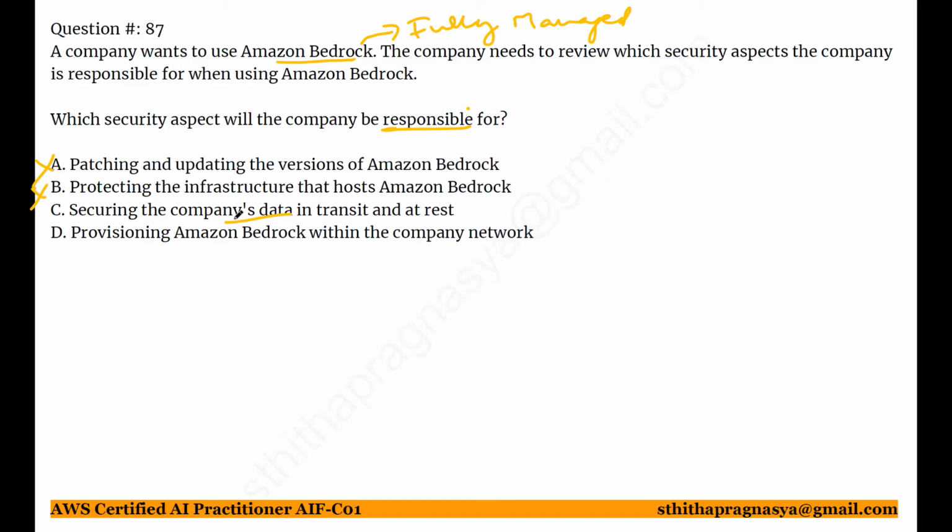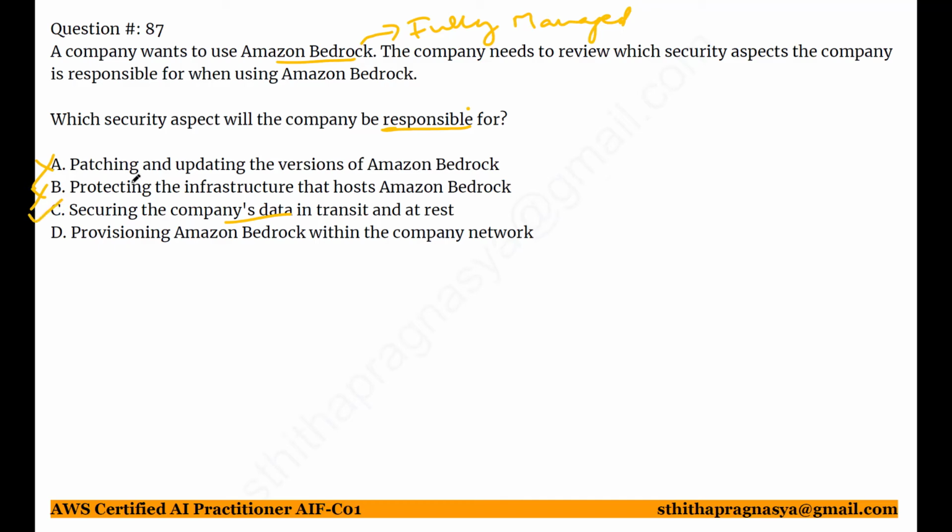Remember, anytime you see data, it's always going to be the company's responsibility. It's not AWS's responsibility. While AWS provides tools and mechanisms for encryption and data security, the customer is responsible for enabling the encryption, managing keys, and ensuring their data is secured in transit and at rest. This aligns with the shared responsibility model in AWS, where AWS secures the infrastructure and the customer secures their data.